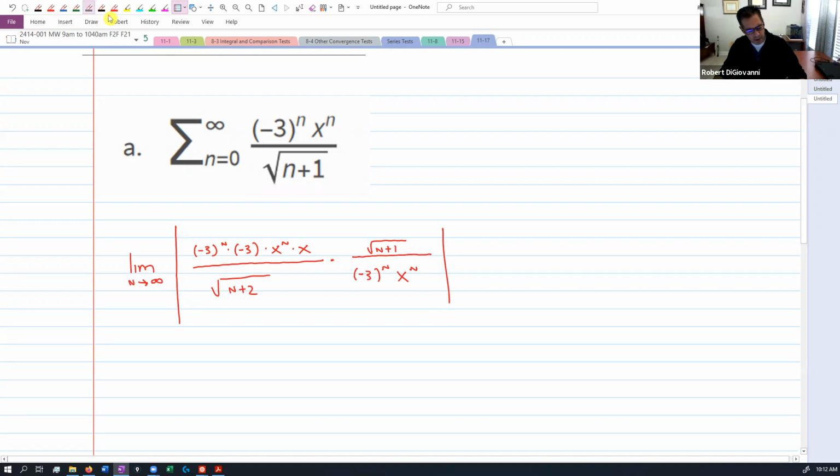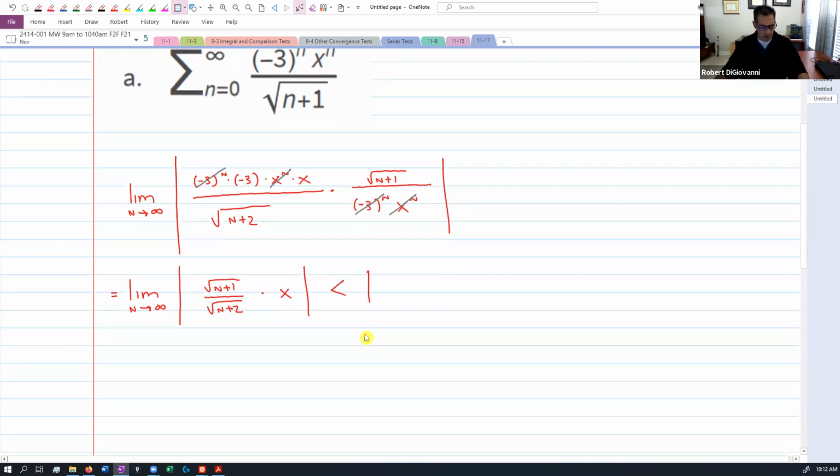Okay, I'm going to keep going here. I'm going to get some cancellation. After I cancel things, I always put the stuff with the n's out front. And then I put the thing with x by itself. And I write down less than 1 because that's what I want. I want to know when that's less than 1.